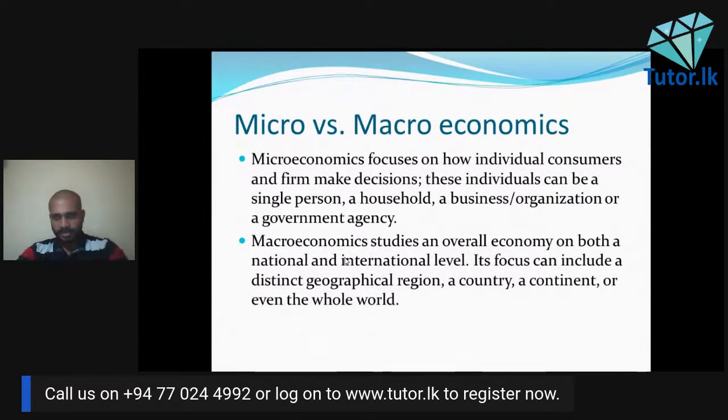So economics can be broadly divided into two main areas: micro and macro. Micro and macro. I told you economics is basically analyzing the behavior of a particular entity. So in microeconomics, what we are analyzing can be individuals. The entity can be an individual. So what is the behavior of the individual?